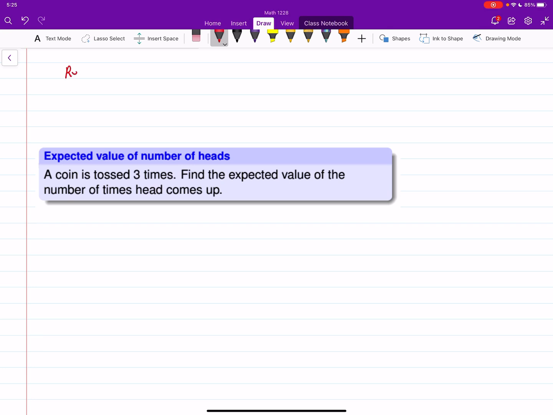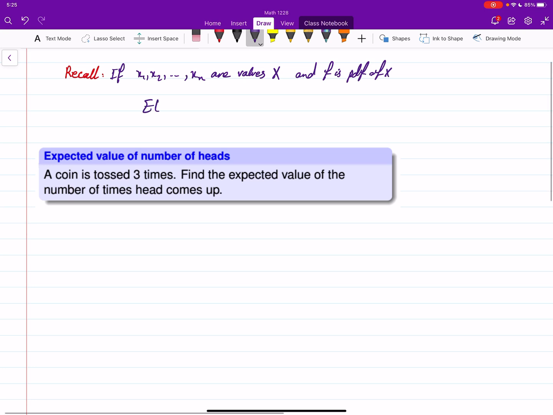Let me quickly recall that if x1, x2 up to xn are values of a discrete random variable x, and f is the PDF of x, then the expected value of x, or just mu, is going to be given by this. So you multiply the first value by the PDF value of that, the second value by the PDF of that, and up to xn, f of xn. That number is called the expected value.